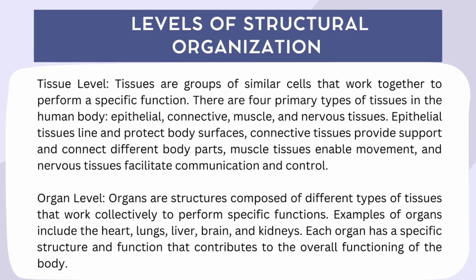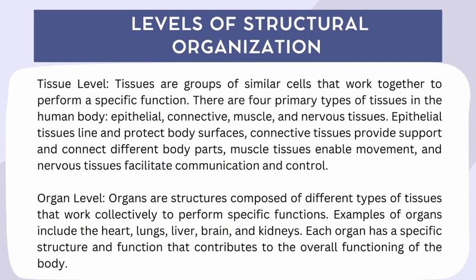Third, tissue level. Tissues are groups of similar cells that work together to perform a specific function. There are 4 primary types of tissues in the human body: epithelial, connective, muscle, and nervous tissues. Epithelial tissues line and protect body surfaces, connective tissues provide support and connect different body parts, muscle tissues enable movement, and nervous tissues facilitate communication and control.